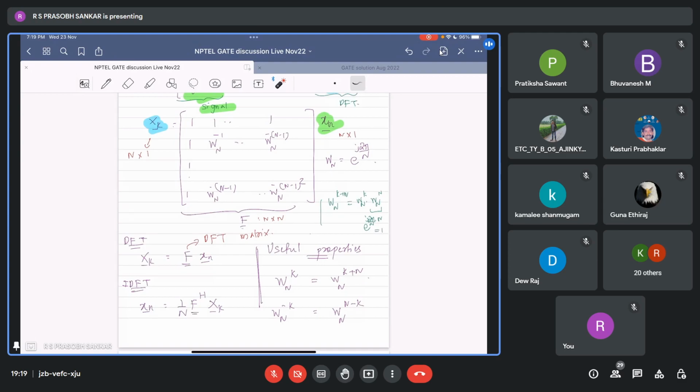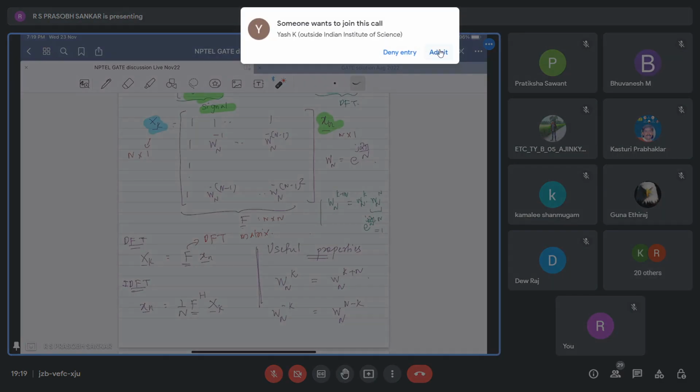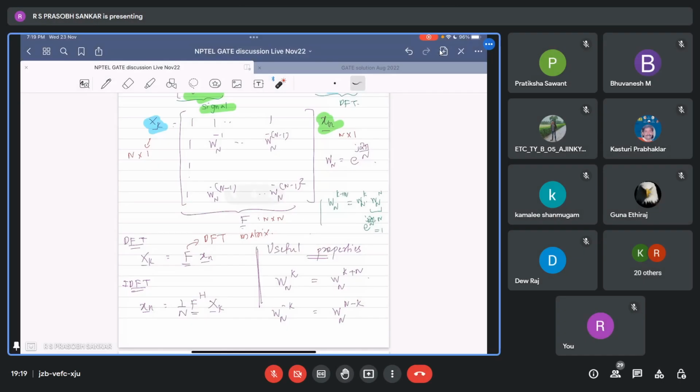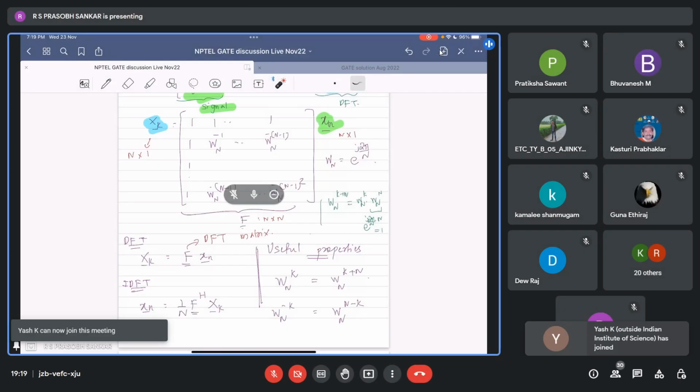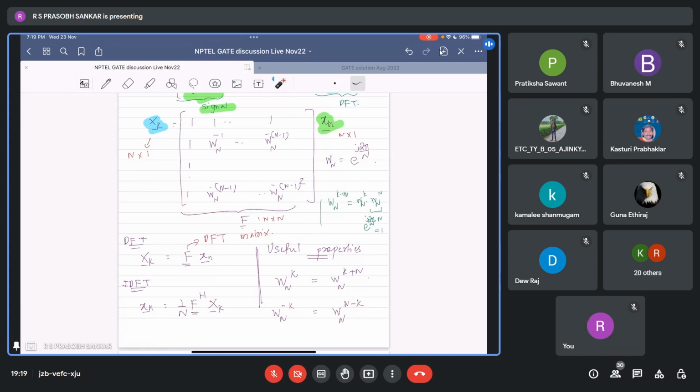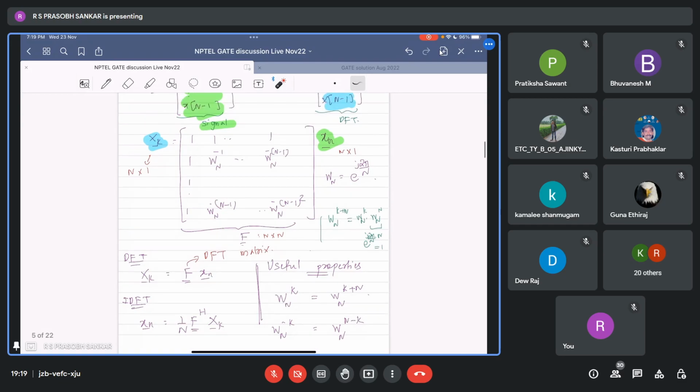In textbooks, there might be a different notation. Some of them call F Hermitian as F and so on. So the thing to note is that if we call this as F, then we should use F Hermitian for the inverse DFT. That's it.